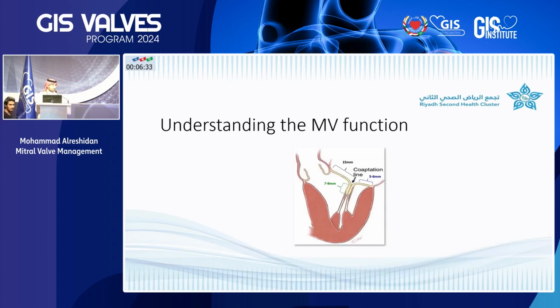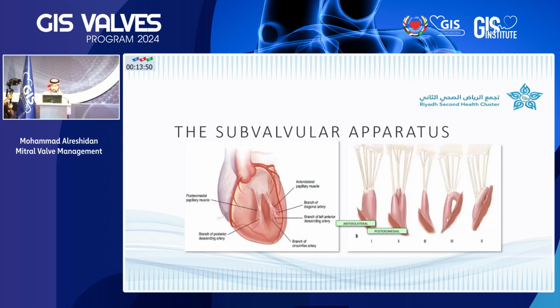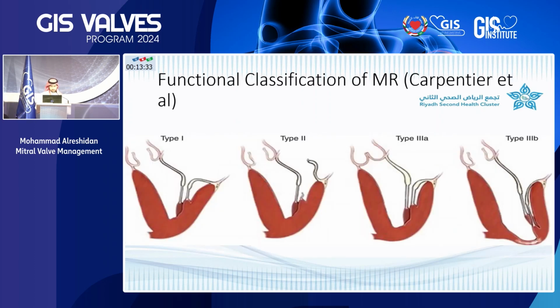Also you have to keep in mind how the valve should function. To have a really functional valve, you should have a coaptation of 7 to 9 millimeters, posterior leaflet length of 5 to 6 millimeters, and anterior mitral leaflet length of about 15 millimeters. This will give you the perfect setup for a functional mitral valve. We also have to keep in mind the subvalvular apparatus, because there is a primary cord, a secondary cord, and sometimes a tertiary cord, which we call the basal cords. All this also plays a major role in the function of the mitral valve, and we have to keep it in mind when we repair these valves.